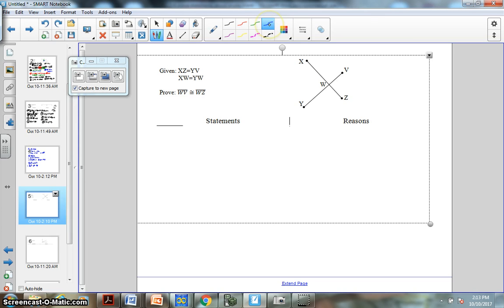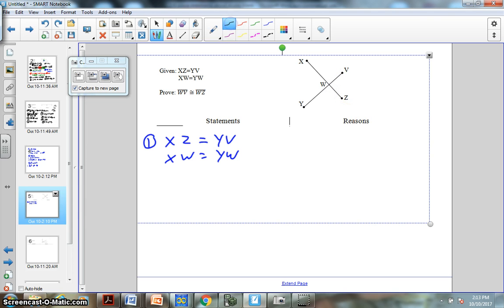So when I look at this, I'm going to start off kind of the same way I start every proof. I'm going to write down my given. XZ equals YV. And XW equals YW. So just to kind of make a note, this is equal to that, because I like to know what's going on. And then I also have XW is equal to YW. So those are the things I know. And then the things I'm trying to figure out are, I want to prove VW and WZ.